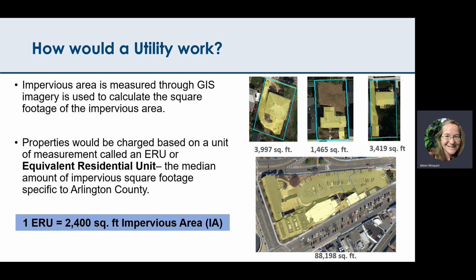Properties would be charged based on a unit of measurement called an equivalent residential unit, and that is a median amount of impervious square footage specific to Arlington County based on calculating a median impervious area for a sampling of properties throughout Arlington. If you do not agree with your impervious area measurement for your property, there will be a dispute appeal process as part of the stormwater utility.